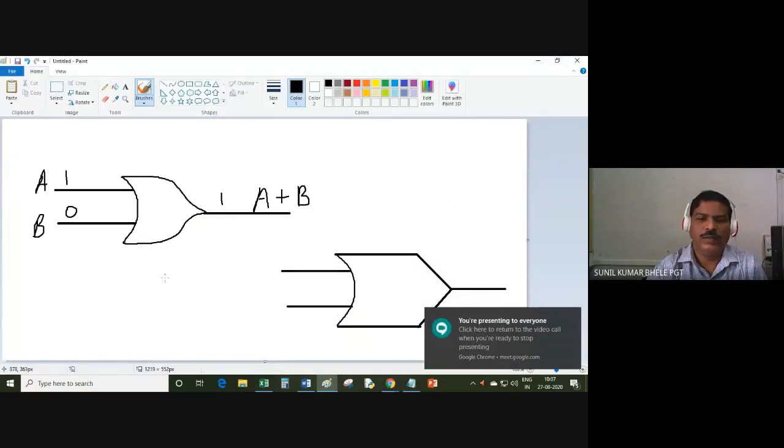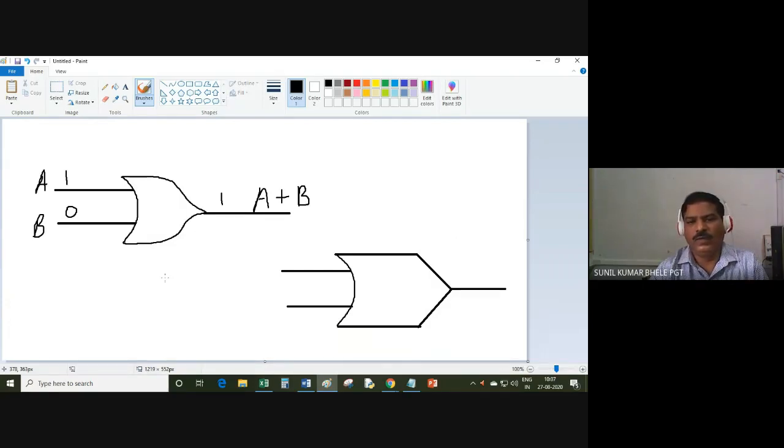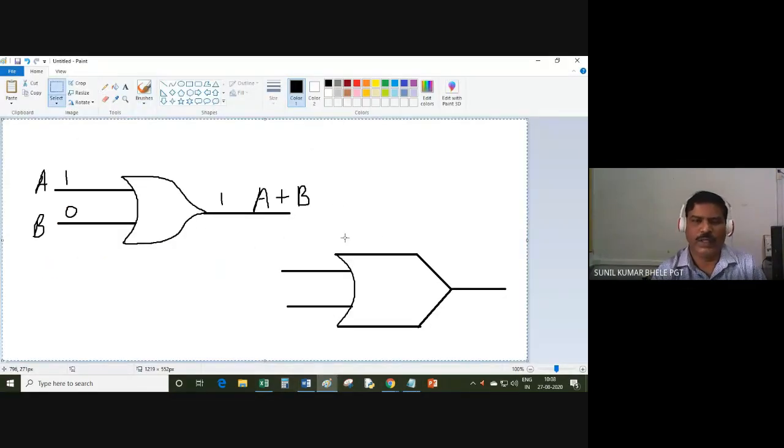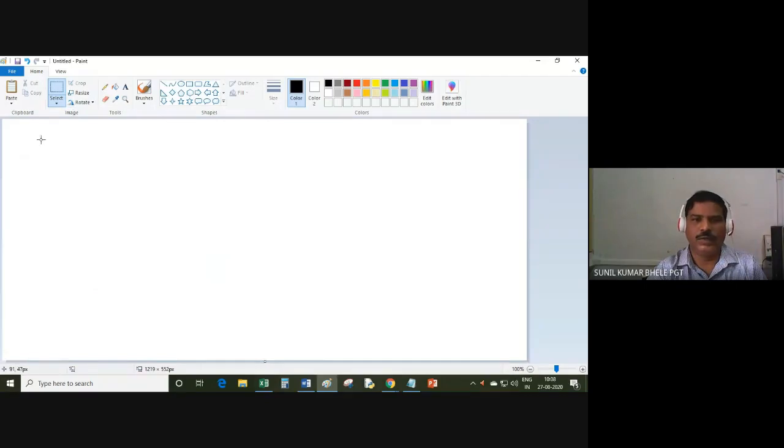Now I will ask you some questions to check whether you understand the concept of input and output or not. After that, I will discuss some more gates. There are some more gates: NOR gate, NAND gate, exclusive OR gate. Before discussing those gates, I will check whether you understand the concept or not. So let's first write the truth table of this OR gate. I forgot to write down the truth table. So draw the truth table in your notebook.